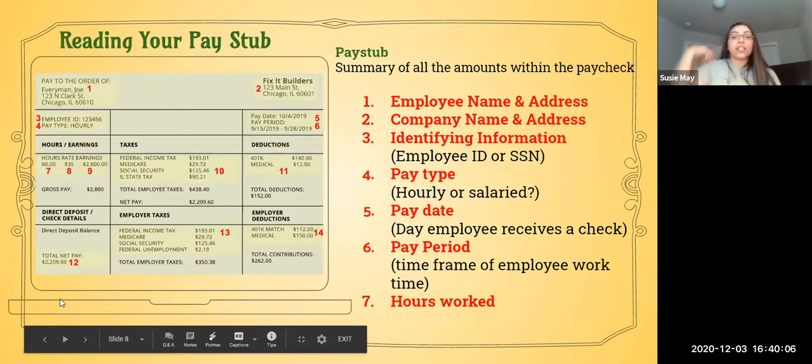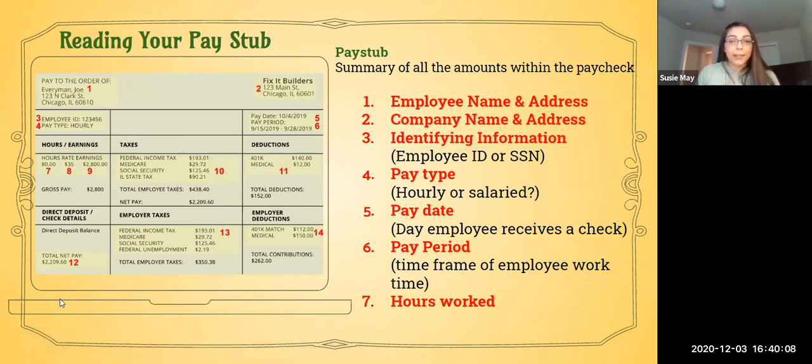Okay, guys, we're gonna stop here at reading your pay stub. Now, a pay stub usually comes attached with your paycheck. If you get a physical paycheck, it's actually gonna be attached to it. You rip it off before you cash your check. And some people don't even pay attention to that other piece of paper. Well, that's your pay stub.